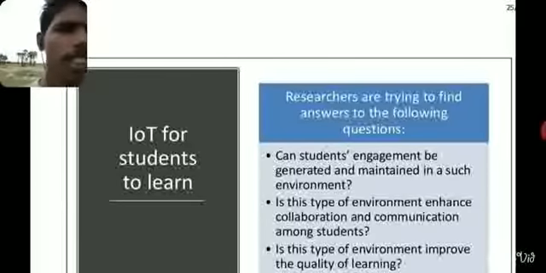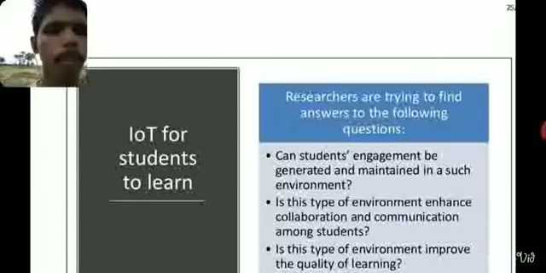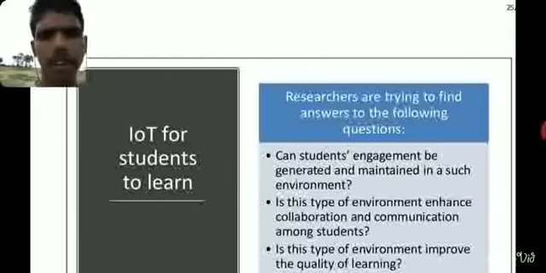Can student engagement be generated and maintained in such an environment? These questions are very important in implementing the IoT. So, does this type of environment improve the quality of learning? This is also a main factor, because if our surroundings are not good, we cannot learn anything.